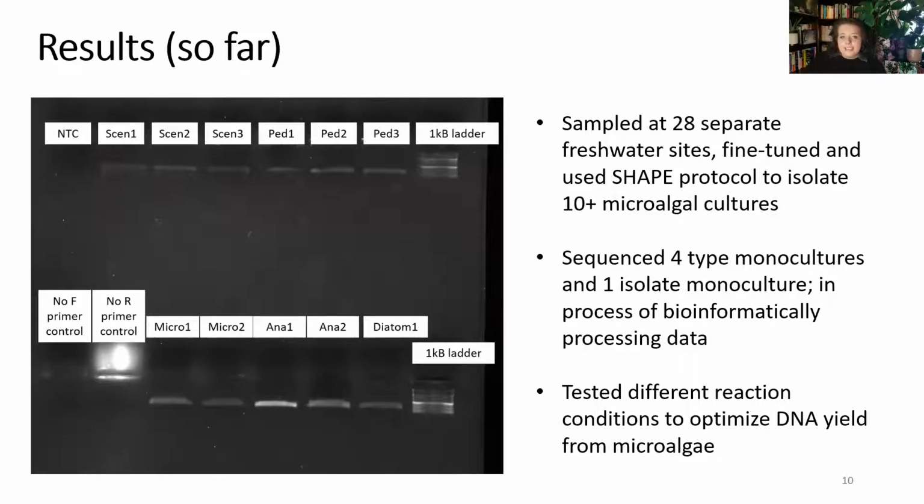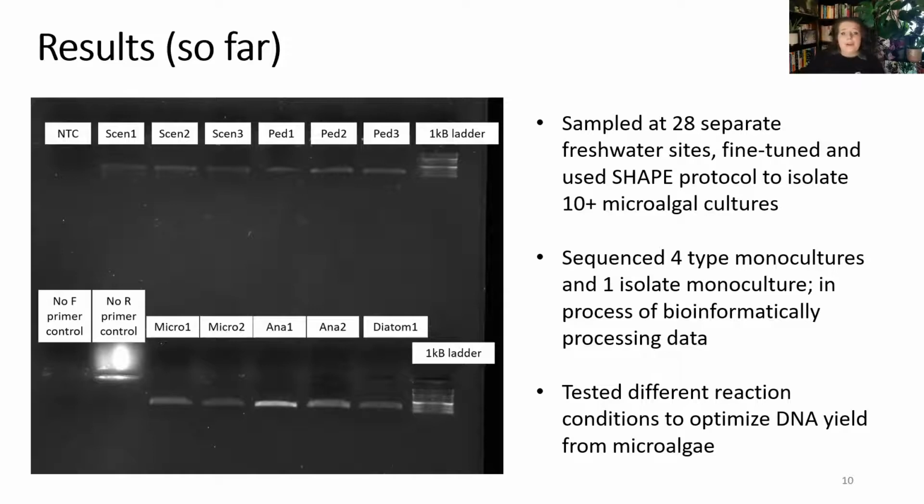So far, I've collected 28 separate live samples of microalgae, which has allowed me to practice and fine-tune the SHAPE ultra-dilution methodology. To date, I've successfully used SHAPE to isolate more than 20 monocultures from the environment. As I mentioned before, I was able to successfully generate barcodes for microalgae using the 23S ribosomal DNA gene, shown on the electrophoresis gel here.